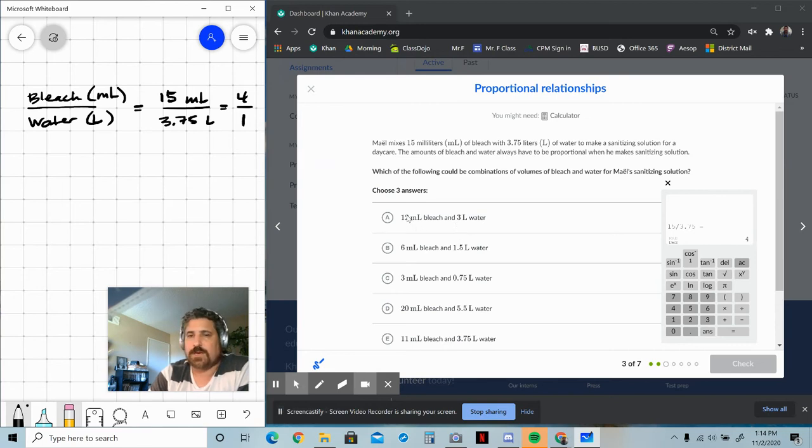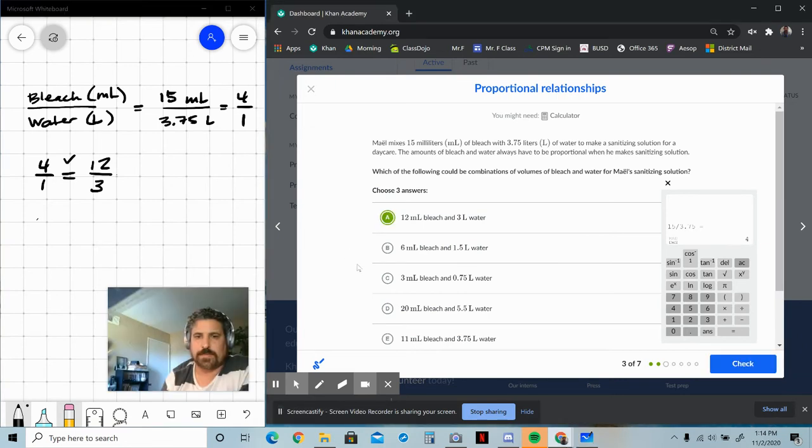When you're doing this one here, 12 milliliters for every 3, is that the same as 4 for every 1? Well, let's investigate. So we got 4 over 1. Is that the same as 12 over 3? And the answer is yes. Both of those are equal to 4. So that's a good one.